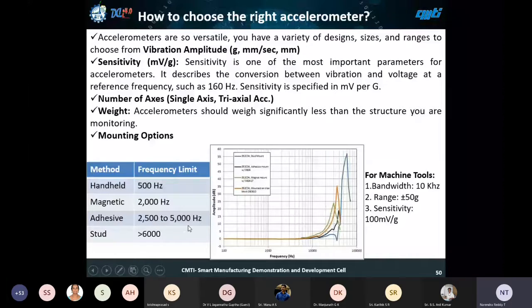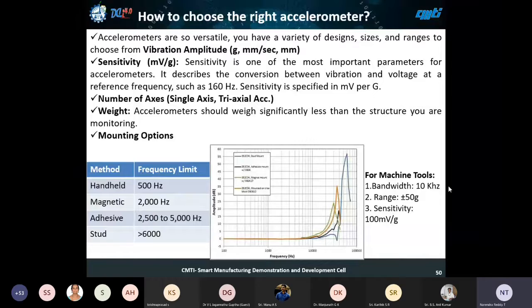You should screw it with a stub so that you are able to do measurements beyond 6000 hertz. I mean 6 kilohertz. Whoever is looking at 10 kilohertz, you need to mount your sensor with the help of a stub. Then you can get very good results. Okay, now for machine tools, generally 10 kilohertz is widely used, and the range they use is plus or minus 50 G, and the sensitivity is 100 millivolts per G.